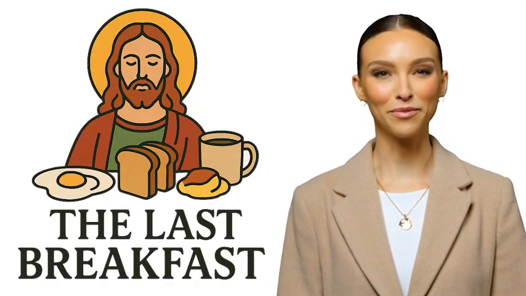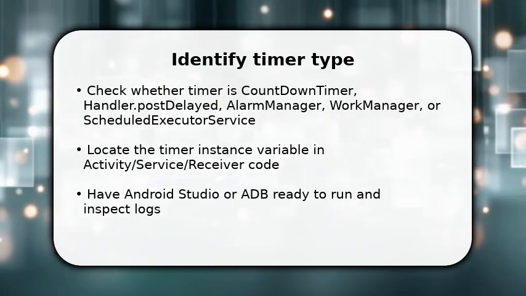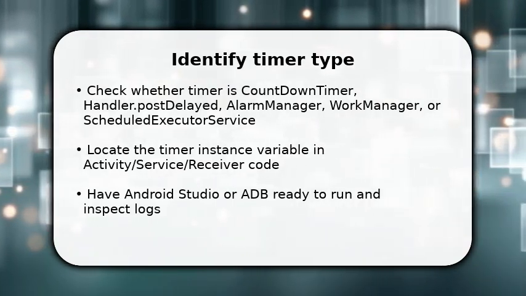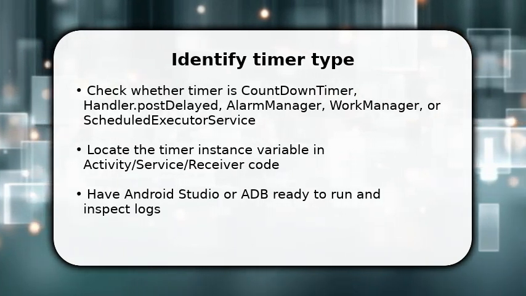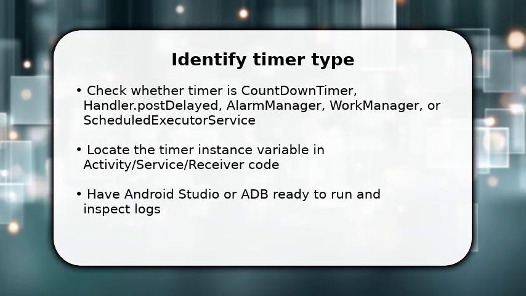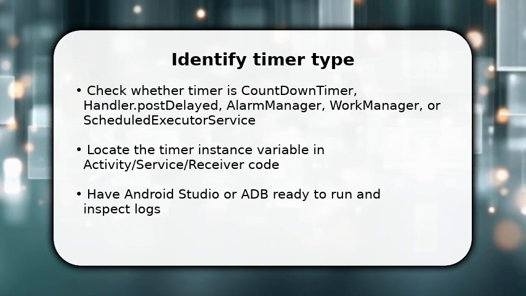Please enjoy the video. You start by confirming what kind of timer you're stopping and why. Once you know whether it's a countdown timer, a handler callback, an alarm manager alarm, a work manager job, or a scheduled executor, locate its instance in the activity, service, or broadcast receiver.